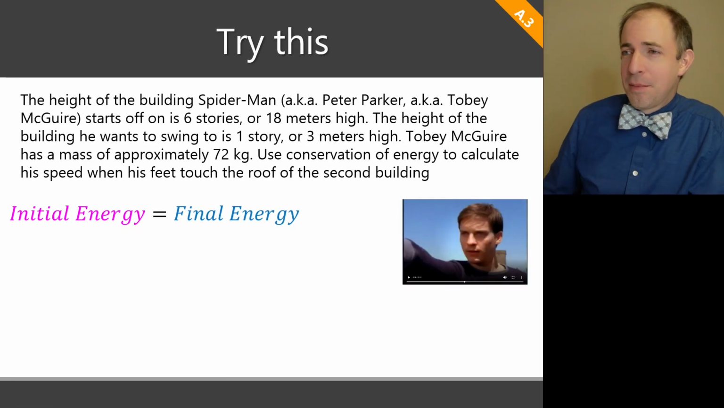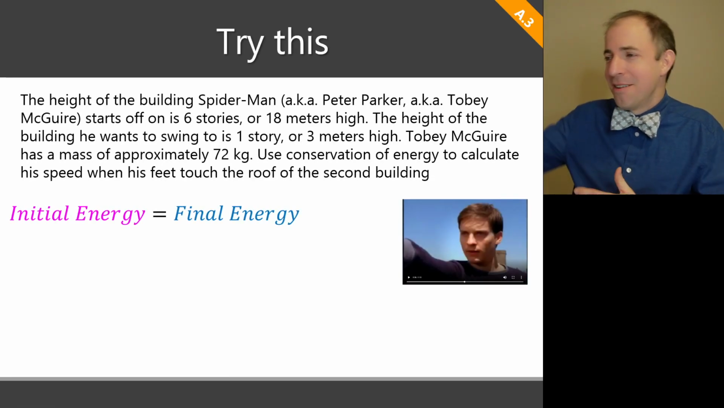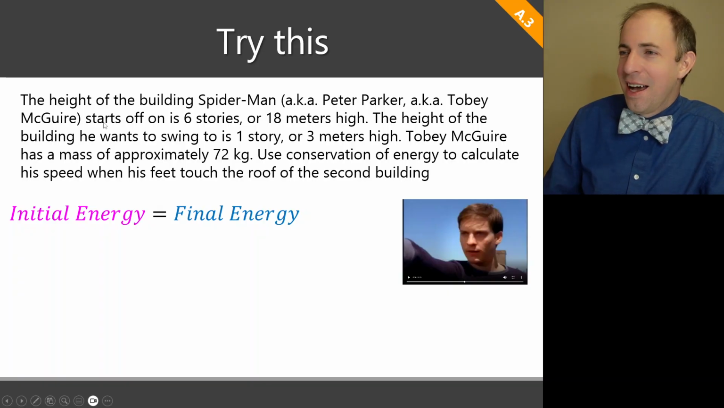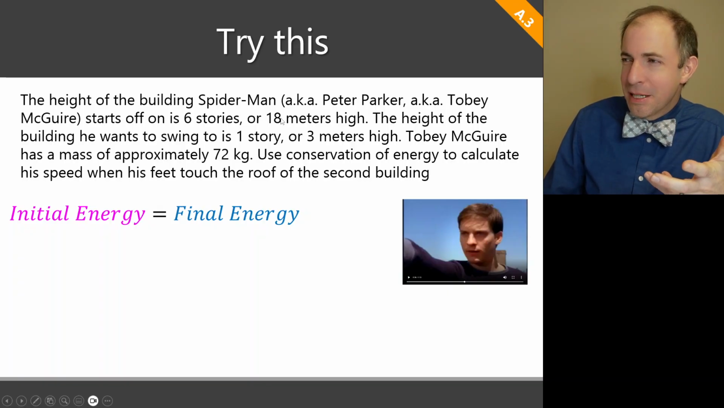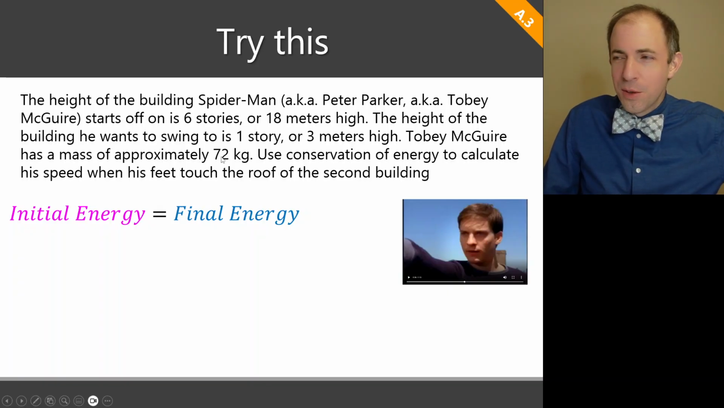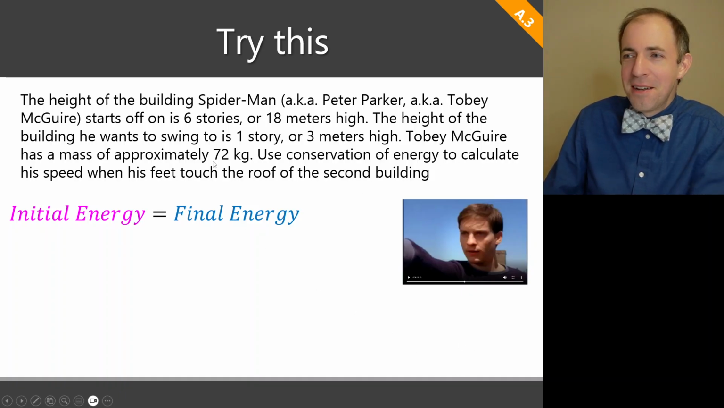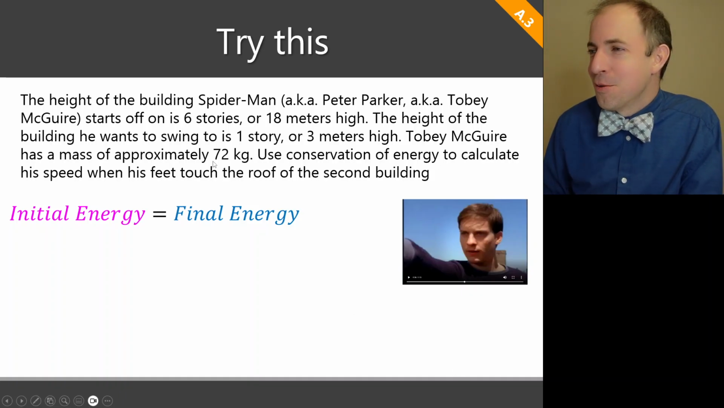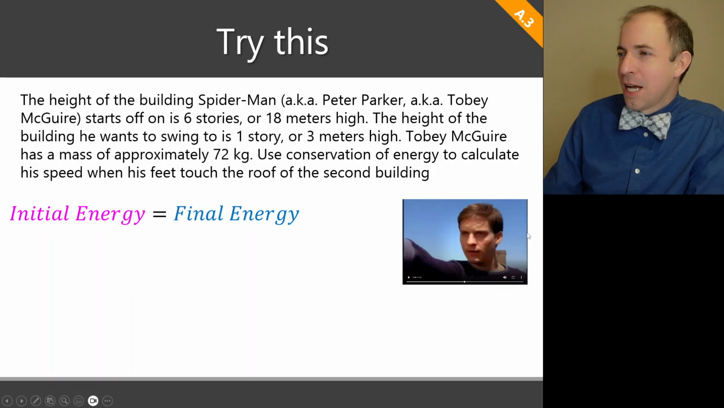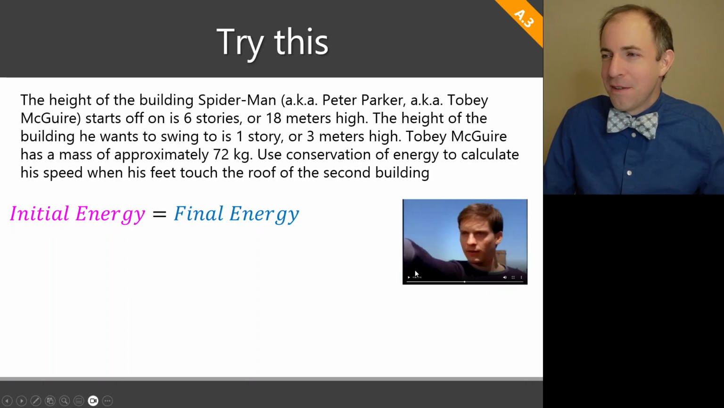Here's another example problem. The height of a building that Spider-Man in the first Spider-Man movie starts off on is 6 stories or 18 meters high. The height of the building he wants to swing to is only 3 meters high. Tobey Maguire, the actor for Spider-Man, has a mass of approximately 72 kilograms. Let's use conservation of energy to calculate the speed when the feet touch the roof.